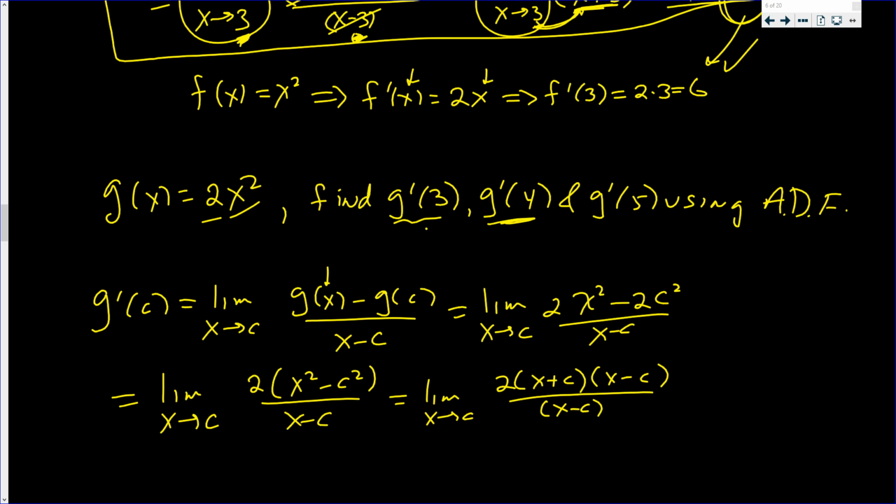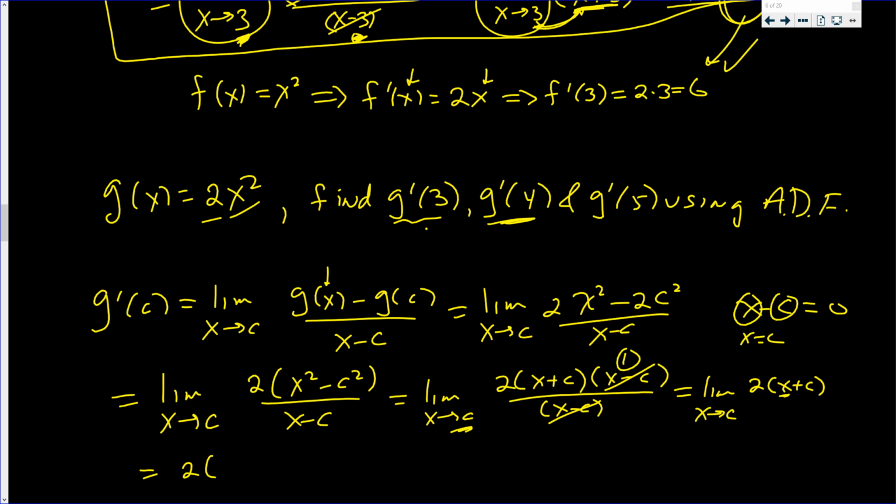Okay, so now since x will never be c, that won't be 0, because the only way this is 0 is if x is c. C minus c is 0, but x won't be c. So this is 1. So we have the limit as x goes to c of 2 times x plus c times the 1. I won't bother multiplying it by the 1. Now, just plug in c for x. I'm not writing down the limit because I'm plugging in c for x. I get 2 times x plus x, which is 2 times 2c, which is 4c.